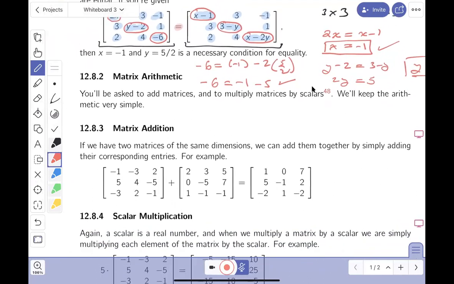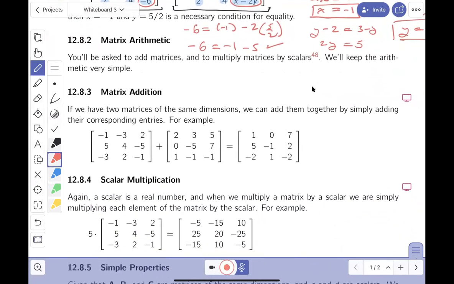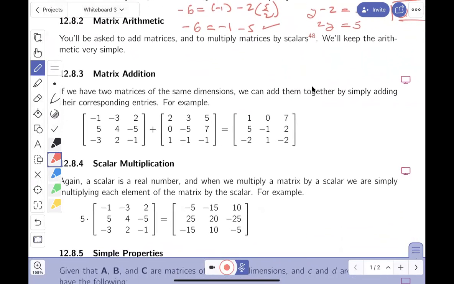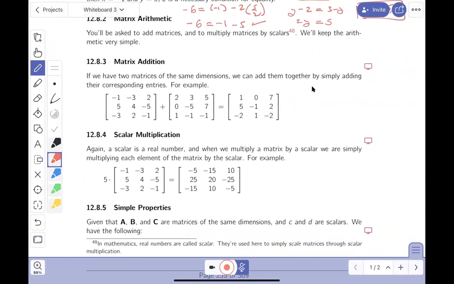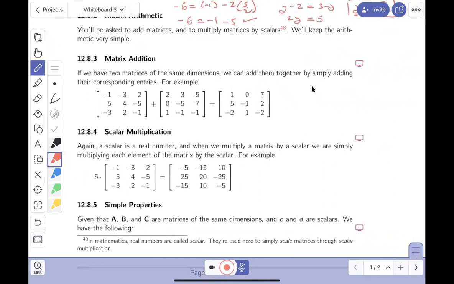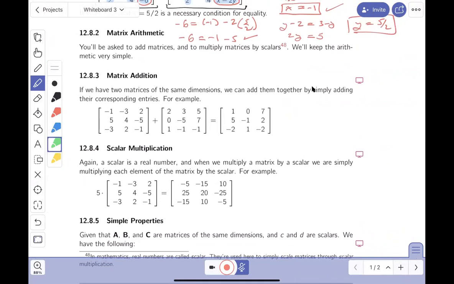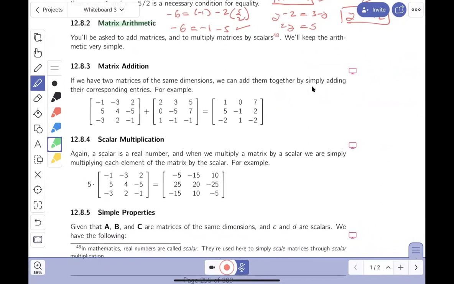All right. Let's go to matrix arithmetic. Let's carefully walk through it. As I do that, I want to point out there is a footnote there that we're going to encourage you to read. So let me read that to you. We're on matrix arithmetic now. You'll be asked to add matrices and multiply matrices by scalars. That's what this section's about. By the way, there are other operations with matrices, but in this section, that's all we're going to ask you to do. And we're going to keep the arithmetic very, very simple.